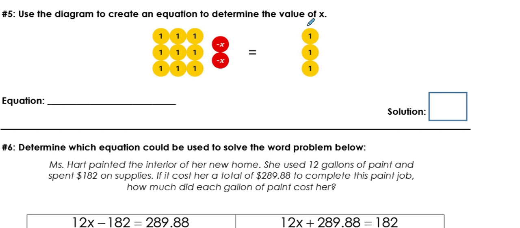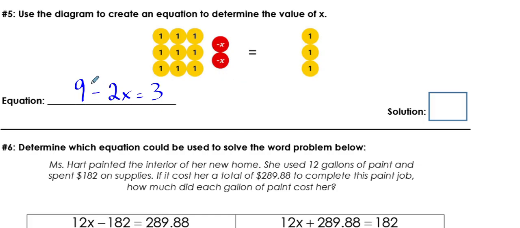So first I just want to write an equation to represent what I have here. 1, 2, 3, 4, 5, 6, 7, 8, 9. And then I have these minus x blocks. I have 2 of those. So I have 9 minus 2x. That equals 3 on that side. So that equation represents that picture.